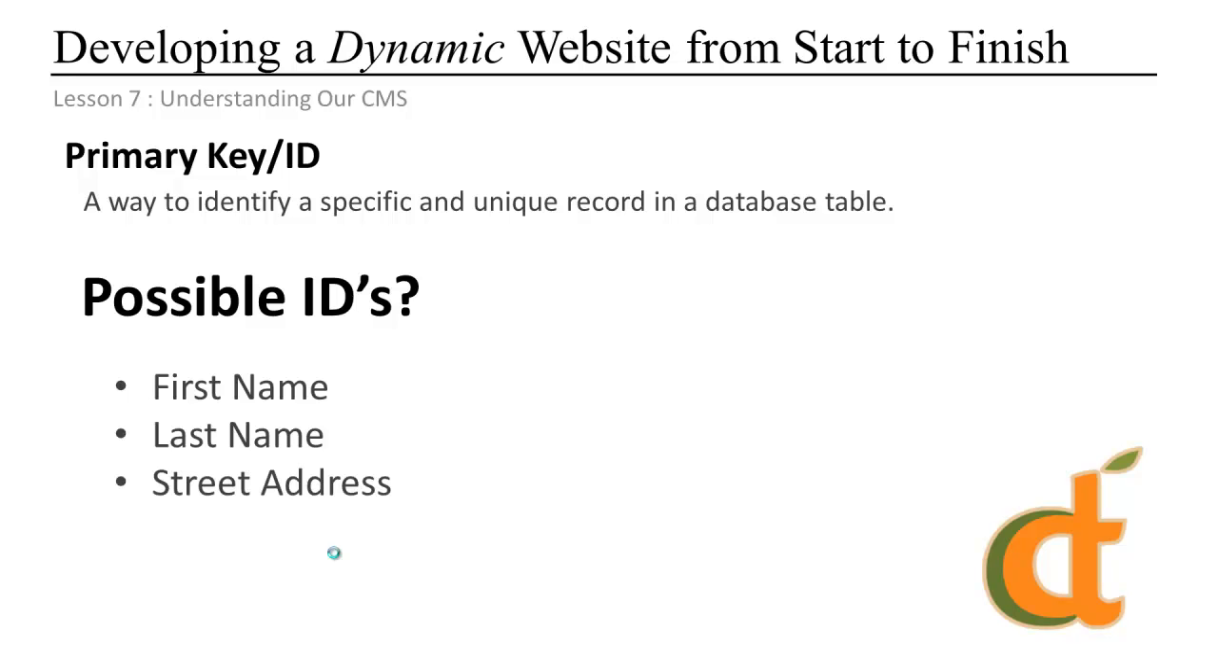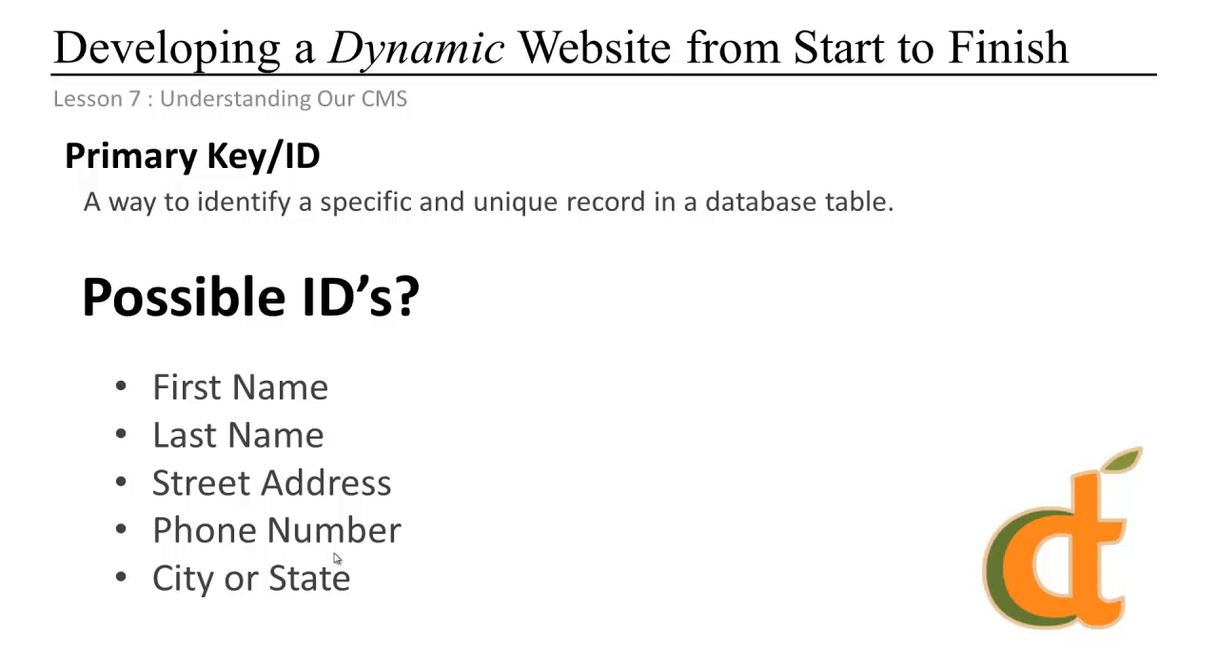Street address could be an ID. Phone number could be an ID. Maybe city or state. And these are just examples. I'm kind of making you think, and we're going to kind of eliminate these. Now, technically, all of these could be IDs, but what we're looking for is the primary ID, a unique identifier.